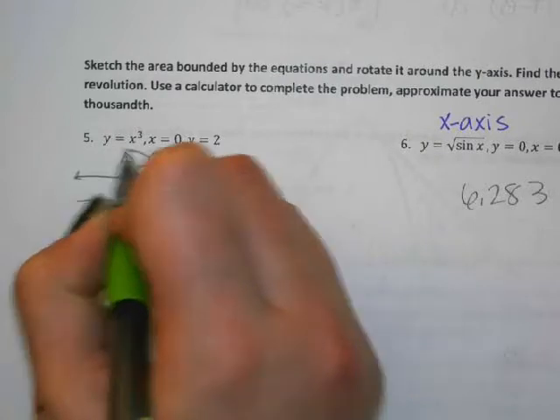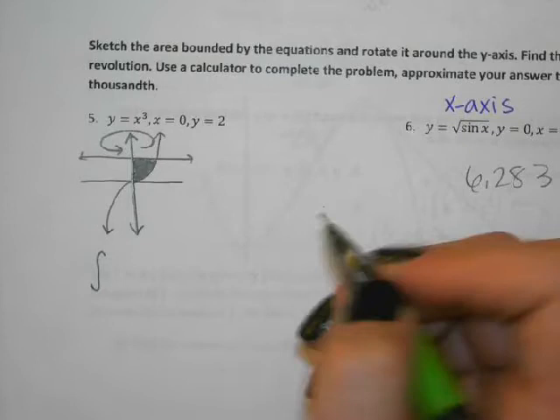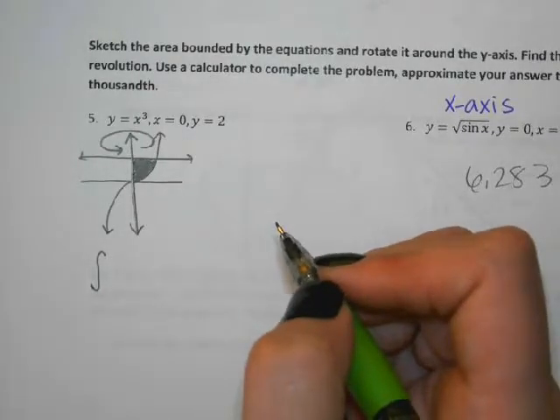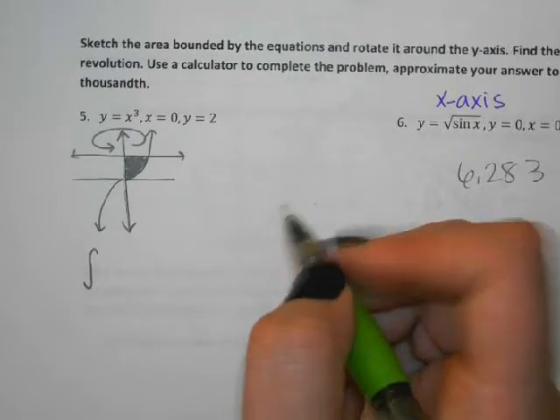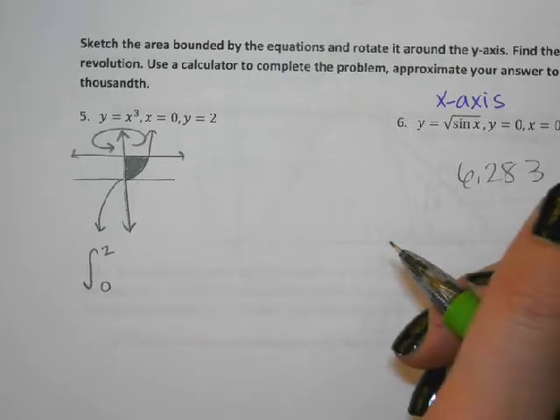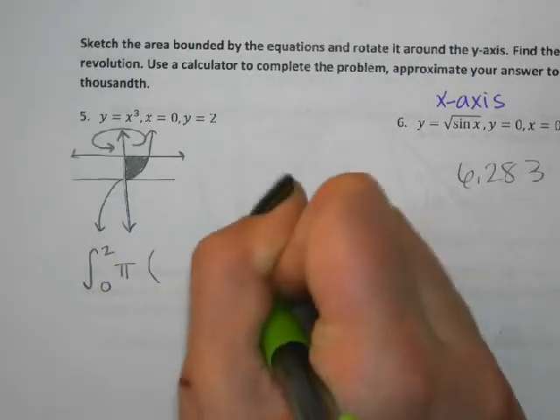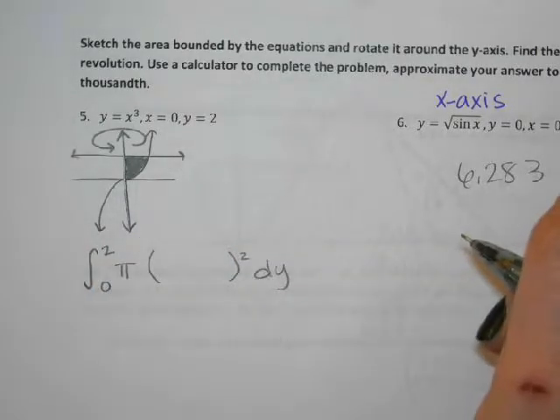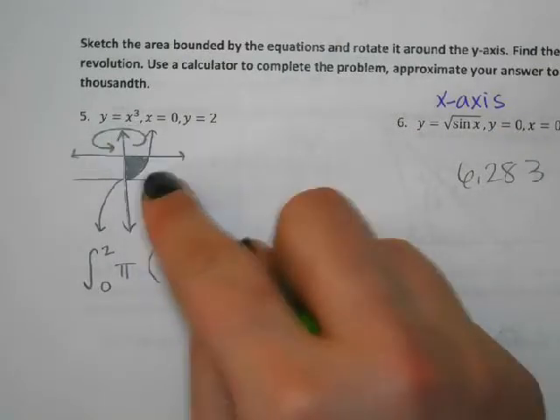And we're rotating it around the y-axis, which means that our interval has to be in terms of y values, not x values. So what are the y values that we're going to use? 0 to 2. And we still have pi r squared, because we're still making circles as we rotate. So pi r squared dy. And we're going to do right minus left. And it has to be in terms of y.